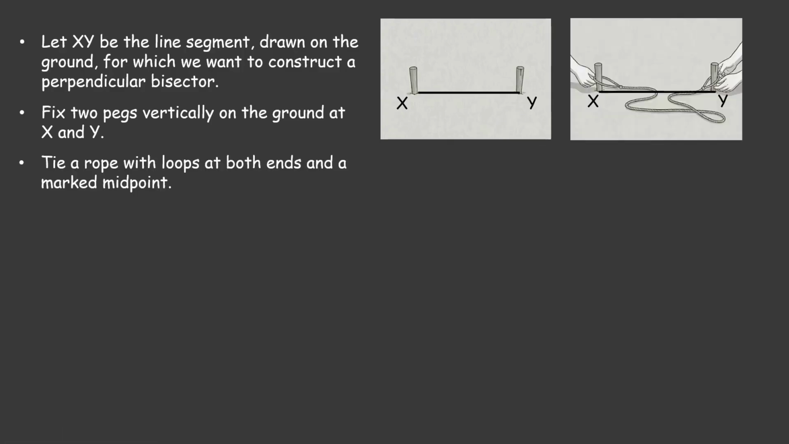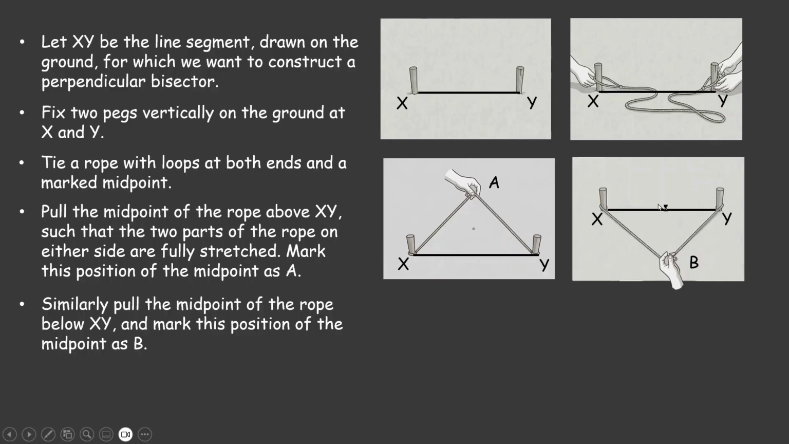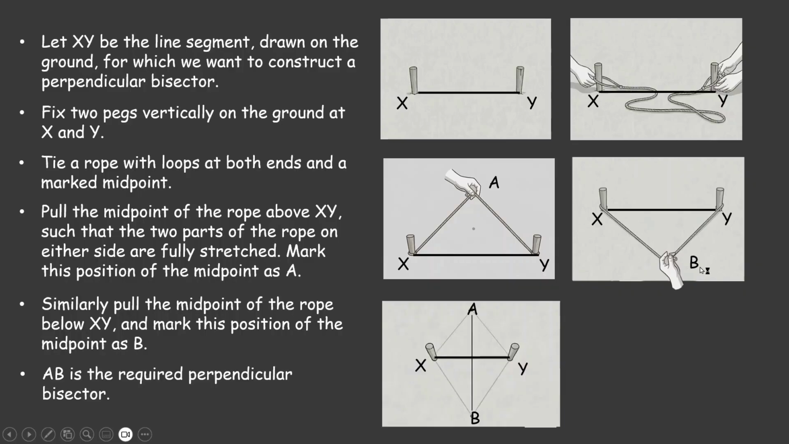Then we'll take a rope and tie it with loops at both ends and we'll mark a midpoint. Ignoring the part of the rope that includes the loops, we'll just mark a midpoint of the remaining rope. Then we'll pull the rope from that midpoint above XY like this, such that the 2 parts of the rope on either side are fully stretched, and we'll mark this position of the midpoint as A. Then we'll similarly pull the midpoint of the rope below XY and mark this position of the midpoint as B. Lastly, we'll just join AB and AB then becomes the required perpendicular bisector.